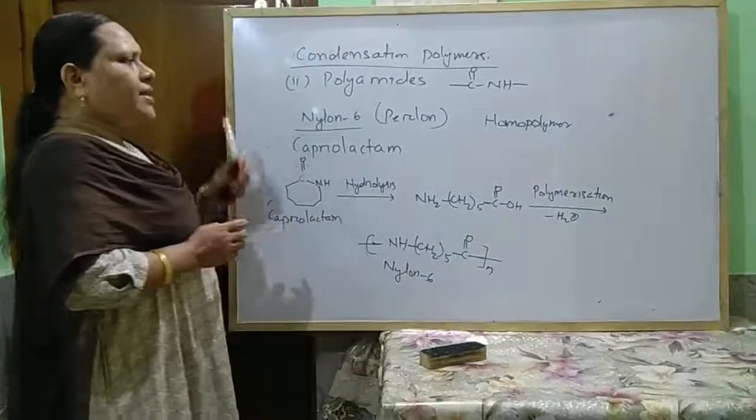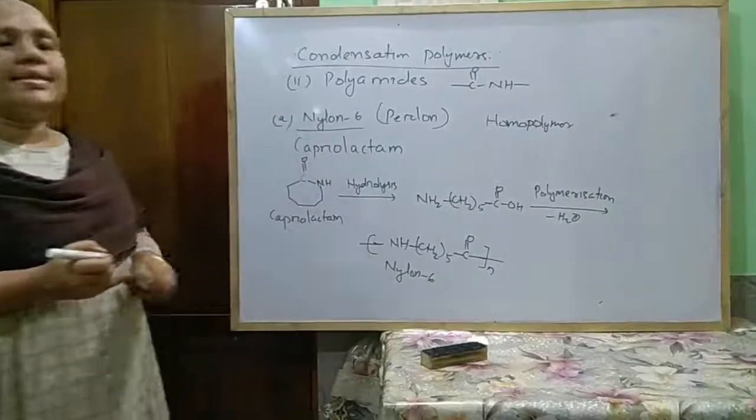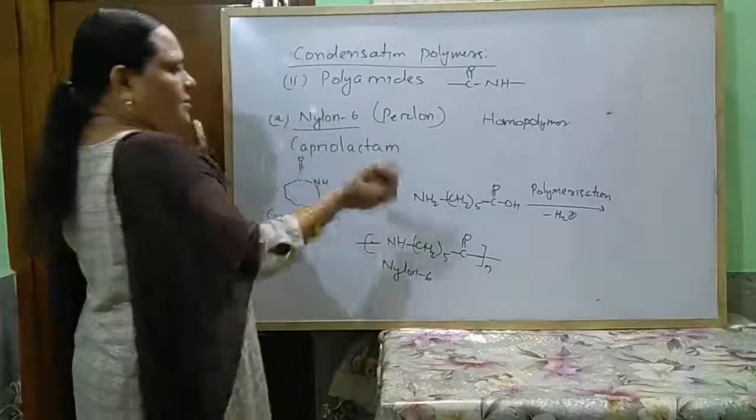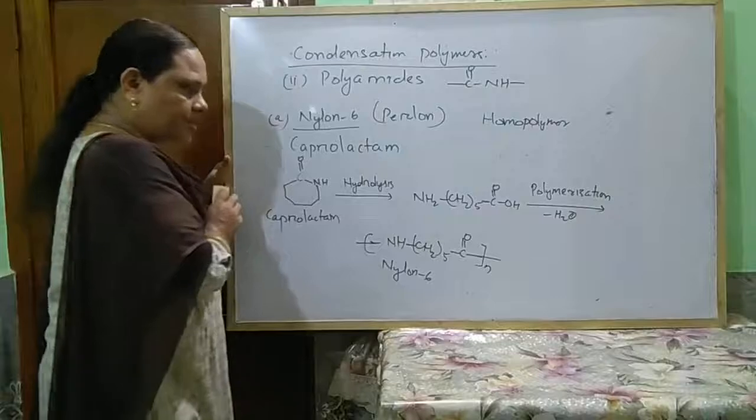Next come to another different type of polyamide, that is nylon 6,6. This is nylon 6. Next come to another, that is called nylon 6,6.